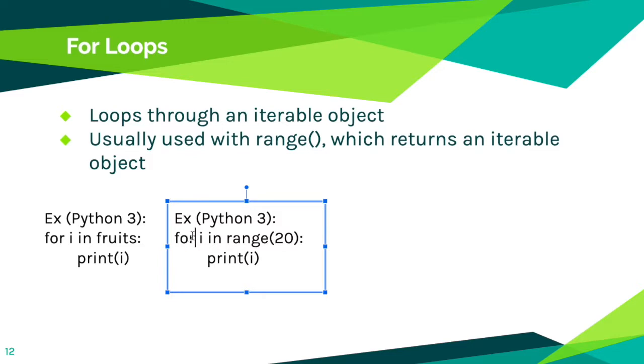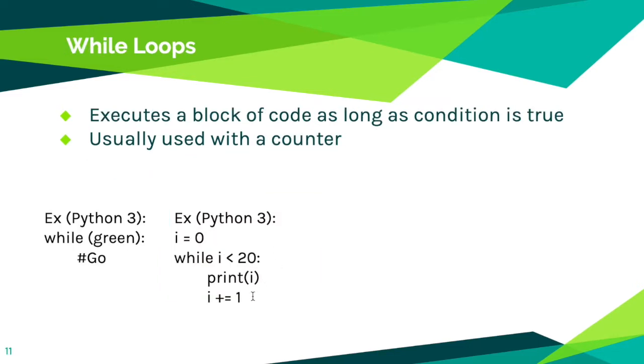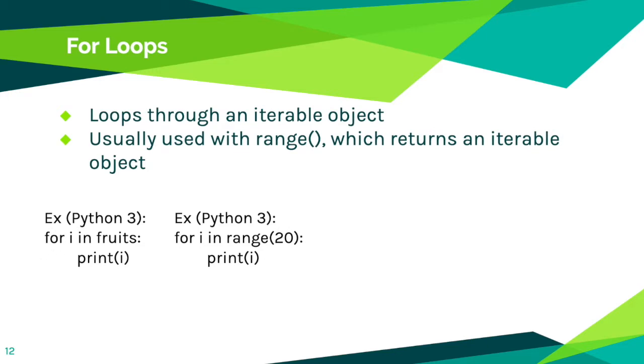So this is going to print 0 to 19. Exactly the same thing this is going to print out. But as you can see, this for loop looks much better. So if you're going to do some simple looping, you might as well just use for loops.